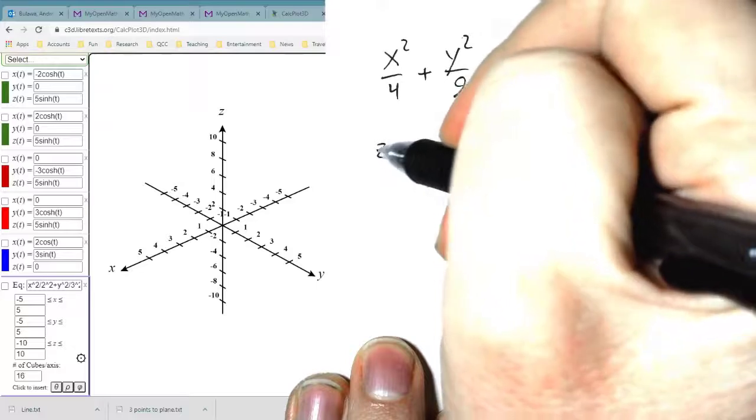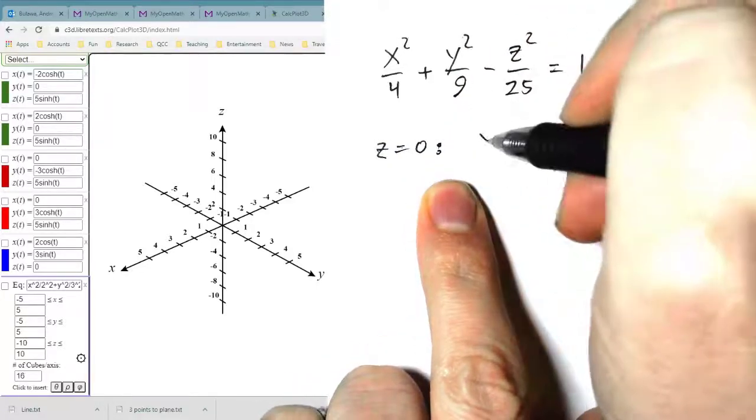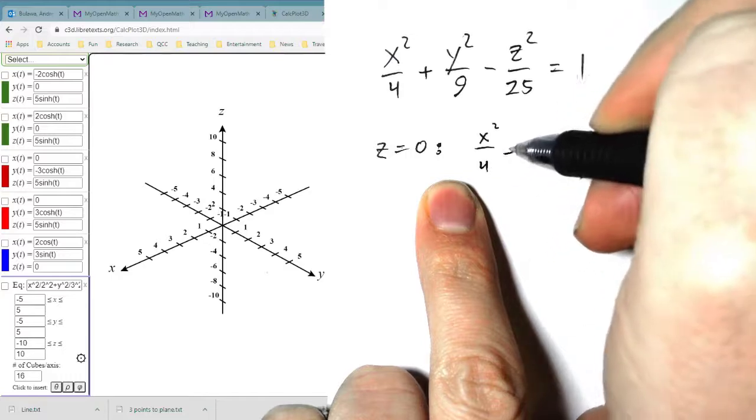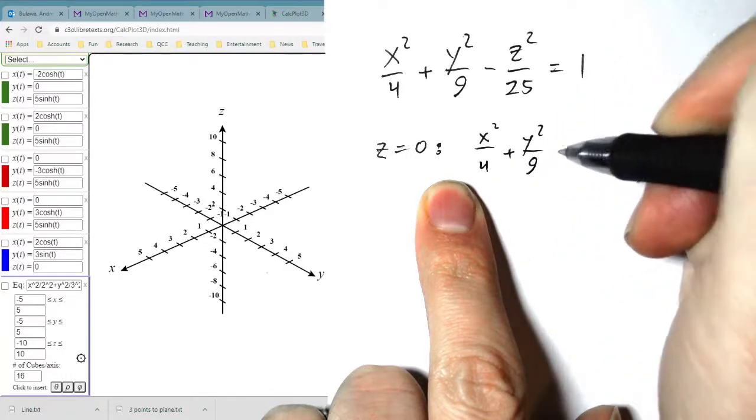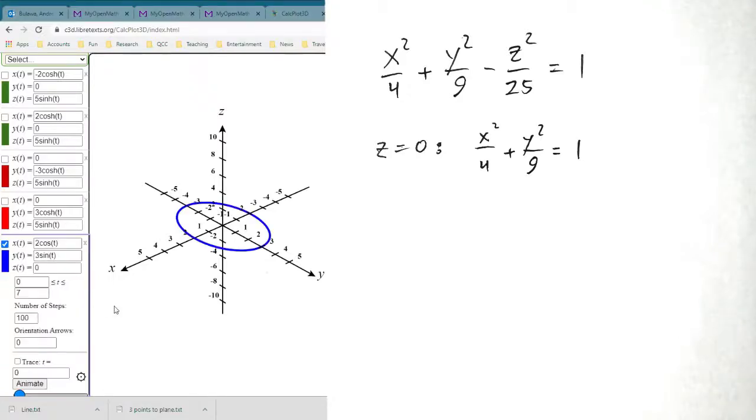Okay, if I take the z equals 0 trace, what happens? Well, I get the same equation that we had before. So that's going to be exactly the same. So if I look into the plane z equals 0, that's the xy plane, I'm just getting that ellipse.